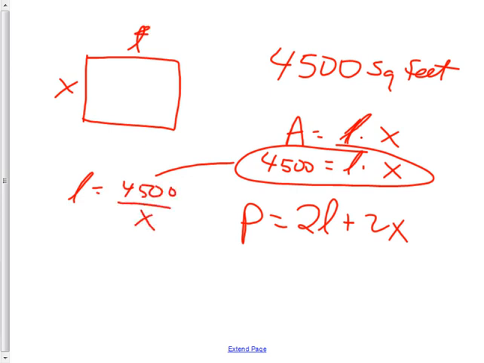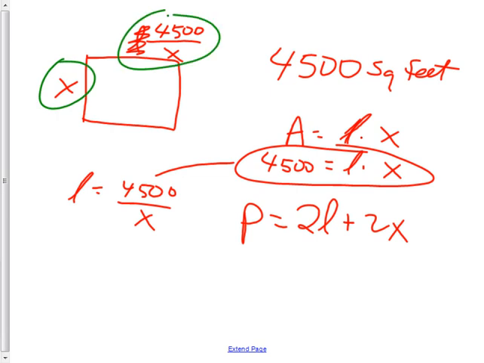So my length, 4,500 over x. Now just think for a second. If the total area was supposed to be 4,500, that means this times this is supposed to equal 4,500. Do you see that it would be? If I multiply those together, do you get how that would be 4,500?